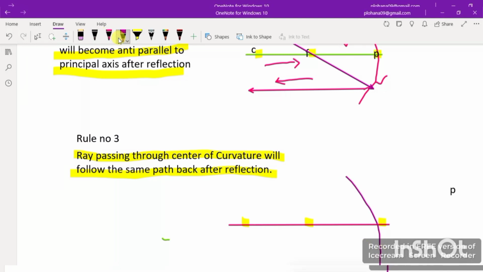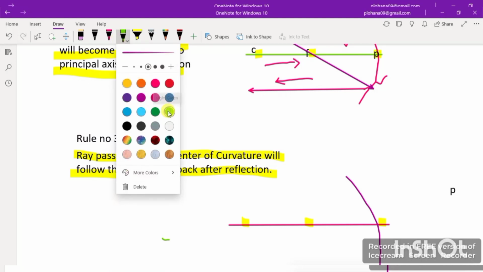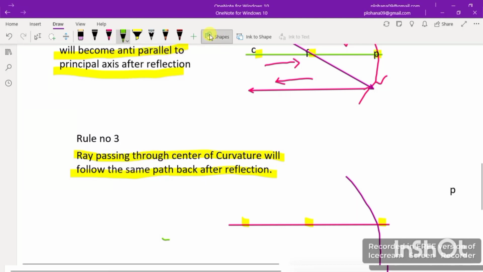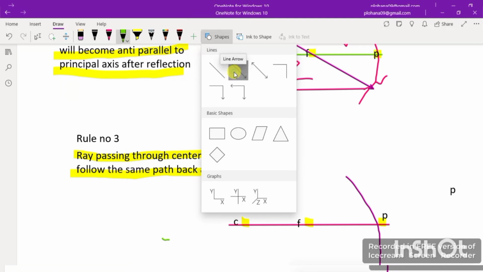Now I'm going to make the rays. So what they are saying is the ray passing through the center of curvature. Let me write here: this is C, which means center of curvature. This is F, which means focus point or focal length, and this we have P, which is the principal axis, right? So now I'm going to make the rays.